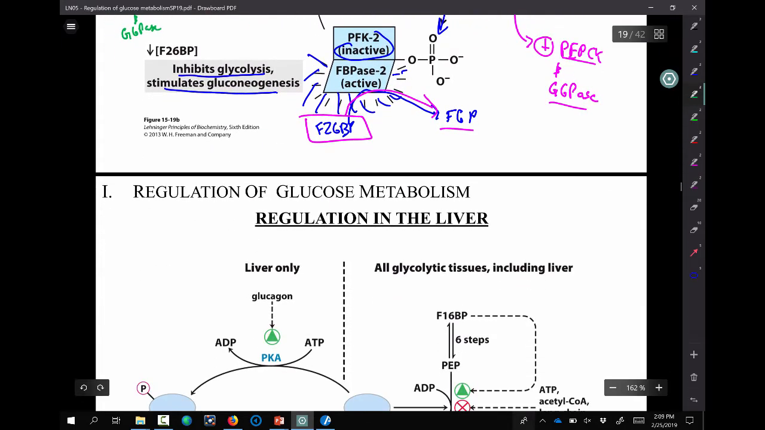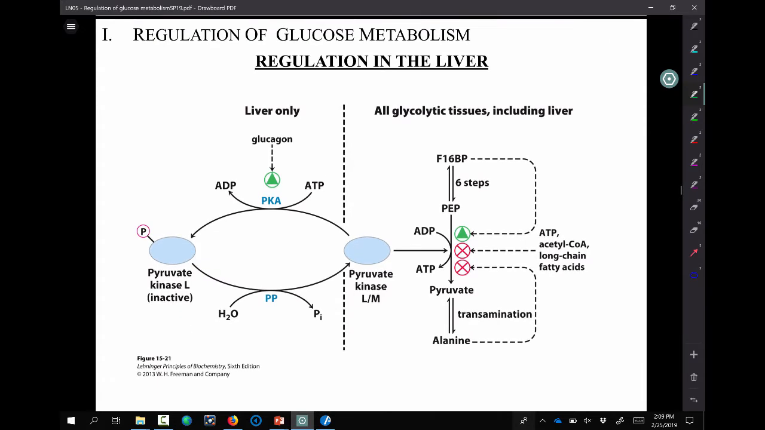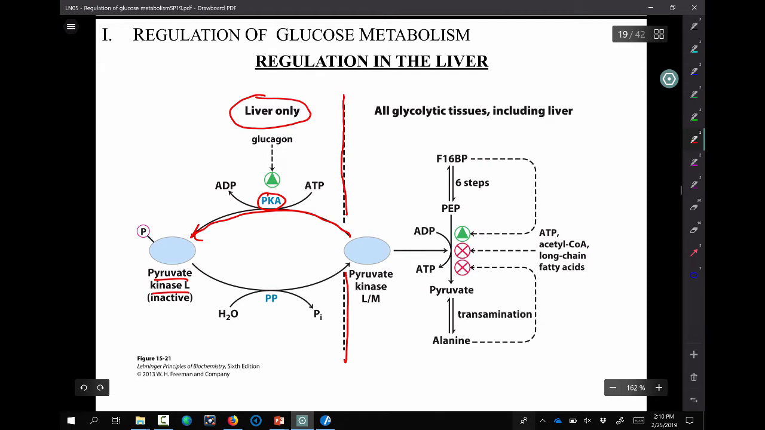Now, last thing to say here in regards to regulation of these in the liver, specifically in regards to what glucagon signaling can do. I'm going to go ahead and cut this slide right down the middle and highlight this over here. Glucagon signaling, again through the activity of PKA, will lead to the phosphorylation of the last step in glycolysis, pyruvate kinase. Now, there are different isoforms of pyruvate kinase.